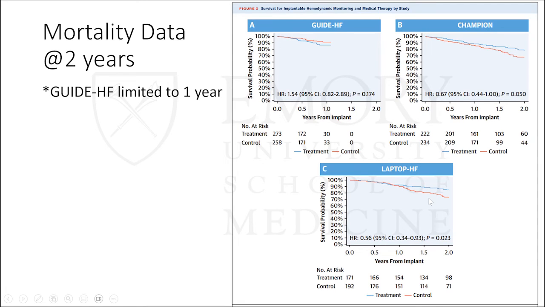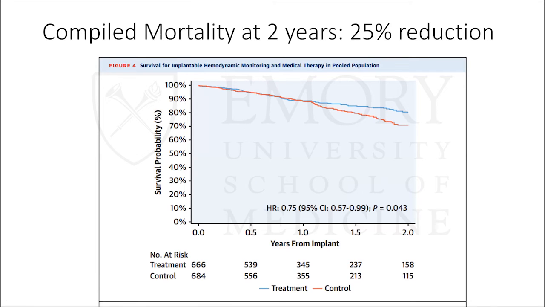LAPTOP-HF was the one study that actually did show some significance here, as they brought it out to 2 years of follow-up. So compiled with these 3 studies, they were able to show a 25% reduction in mortality at 2 years. And really, if you look at the curves, it doesn't start until after a year. So they speculated that it takes time for the decongestion process to translate to a mortality benefit.